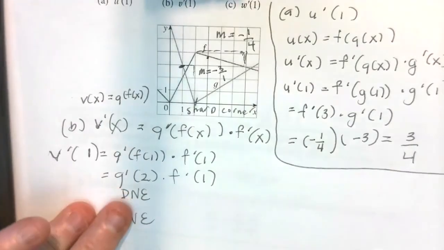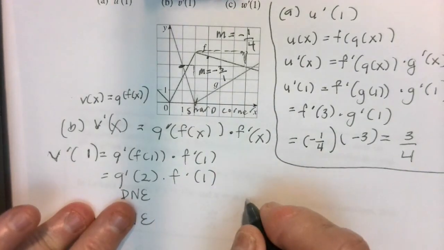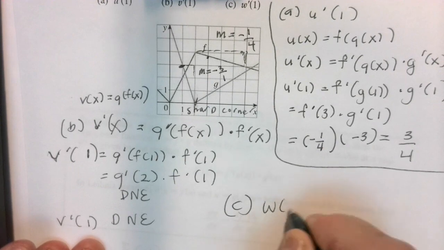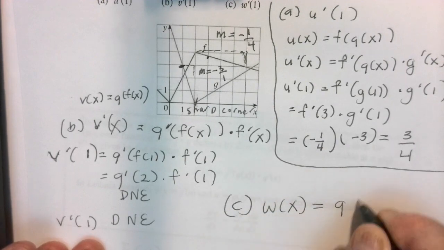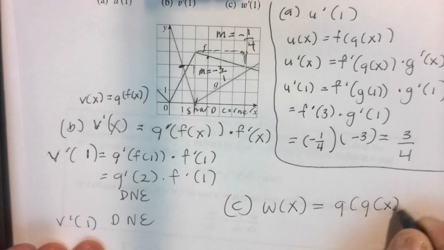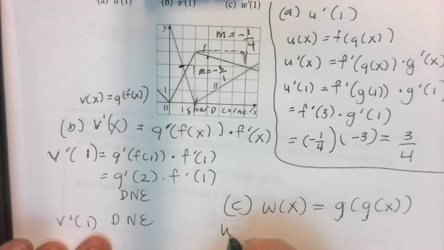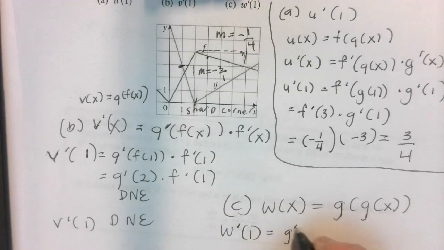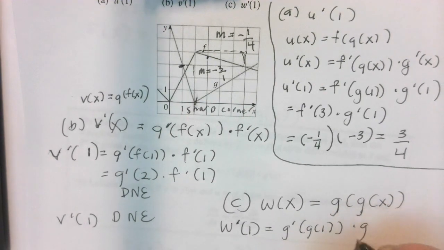Okay, and then we'll do one more, that other one that they say. So let me just write it down here. This is c. And we've got w of x, which is g of g of x. So it's a composite of a function with itself, which we can have. And so w prime, and they want w prime at 1, is going to be equal to g prime of g of 1 times g prime of 1.